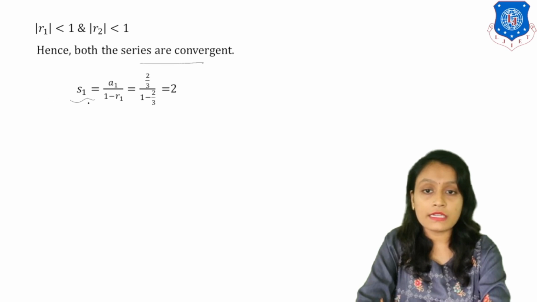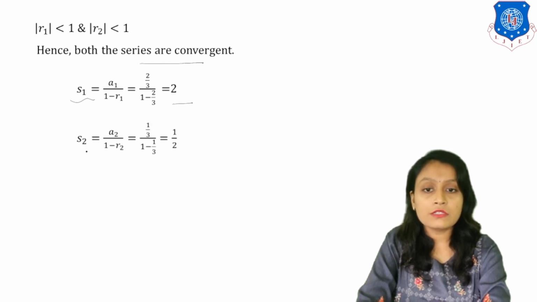Okay. So S1, that is the sum of the first series, is A1 upon 1 minus R1. That is 2 by 3 upon 1 minus 2 by 3. Simplify, so you will get answer 2. Now we will find S2, that is the sum of the second series. So A2 upon 1 minus R2. So you will get 1 by 3 upon 1 minus 1 by 3. Simplify, so you will get answer 1 by 2.